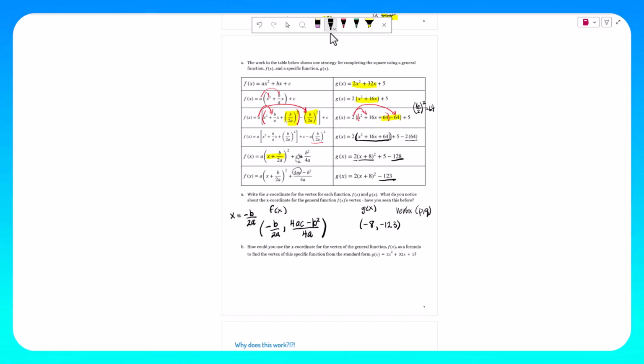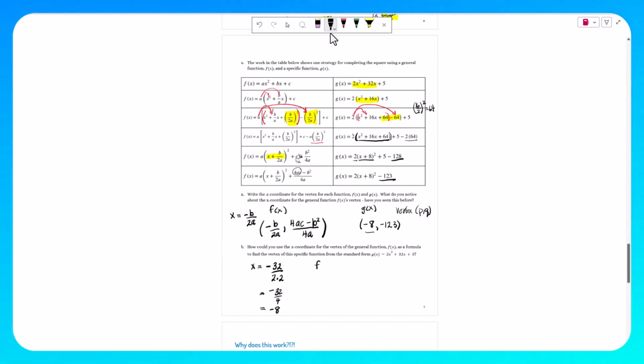Okay, let's look at part B. It's asking how we could use the x-coordinate of the vertex in the general function, f of x, as a formula to find the vertex of this special function from the standard form, without converting into vertex form. Well, we're going to use our little equation to find the x-coordinate. That's -b, and our b is 32, all over 2 times a, which is 2 times 2, and that's -32 over 4, which is -8, and that's what we got up here.